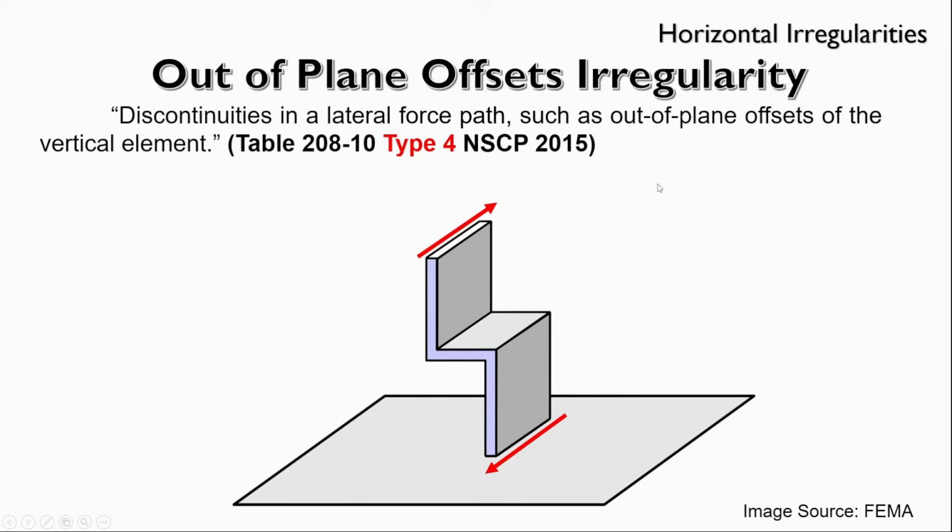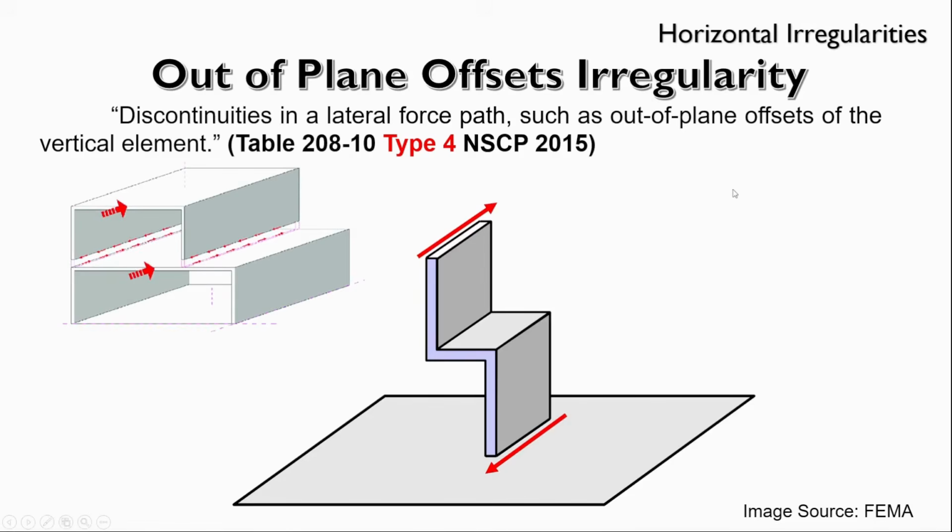There is no such thing as a threshold, but if we have a discontinuity in the lateral force path, let's say this is a column in the second floor and another column here, automatically we have out-of-plane offsets. It's almost the same as the vertical offsets, where the horizontal dimension is less than the offset. You remember the vertical one, no? In the vertical we have the vertical offsets irregularity, and this one is the out-of-plane offset.